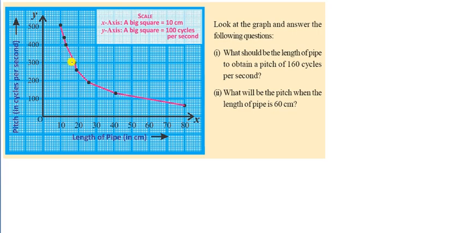So you can see here what will happen in this. Look at the graph and answer the following questions. First, what should be the length of a pipe of pitch 160 cycles per second? So where is the 160? You can see here it is 100, it is 150, and it is 160. So you can go like this.